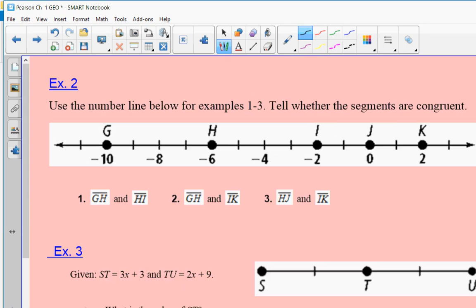So make sure we're doing a good job with that. Okay. For example number 2, use the number line below to tell if the segments are congruent. Now remember, congruent means basically that they're equal or the same. I'm going to let you kind of do this one on your own, and then I'll check it with you, and then we'll do number 3 together because that's pretty important. All right, so go ahead. If you want, hit pause and do questions 1, 2, and 3.